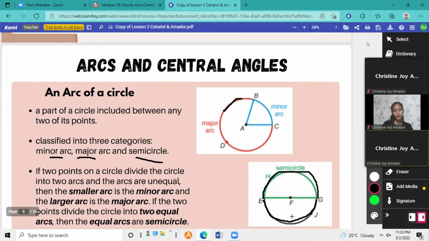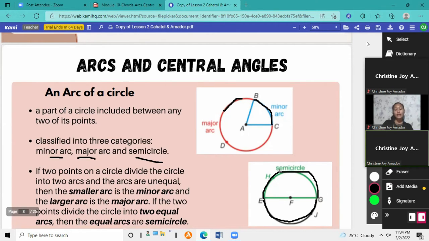That is a semicircle. And for minor arc, from the word minor, meaning small. And from the word major arc, major meaning bigger or larger arc. So if this is our circle, we can say that this is a minor arc, and this is a major arc. And for us to easily remember that one, if the circle is divided into two equal parts, then it is a semicircle. But if that arc is less than semicircle, then it's a minor arc. And if that arc is greater than the semicircle, then that arc is a major arc.